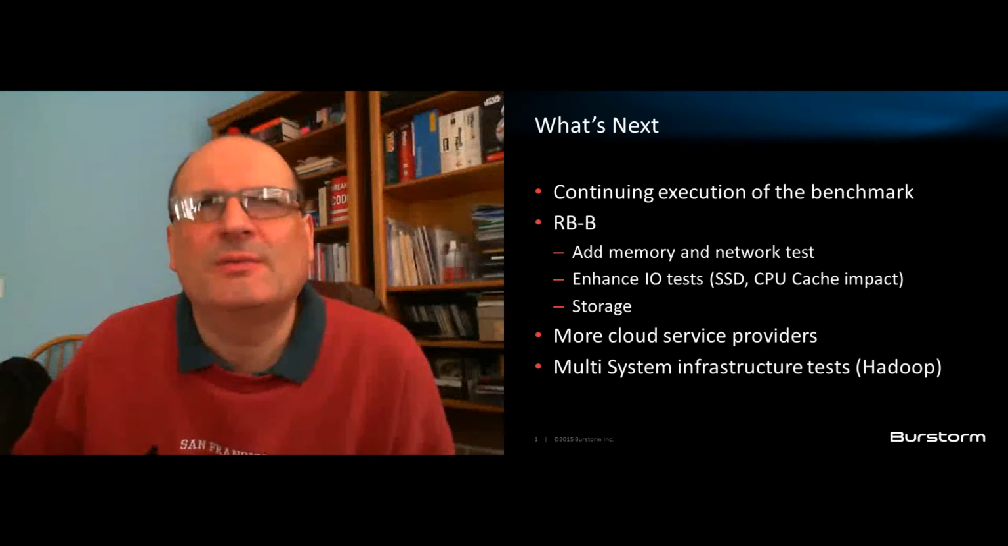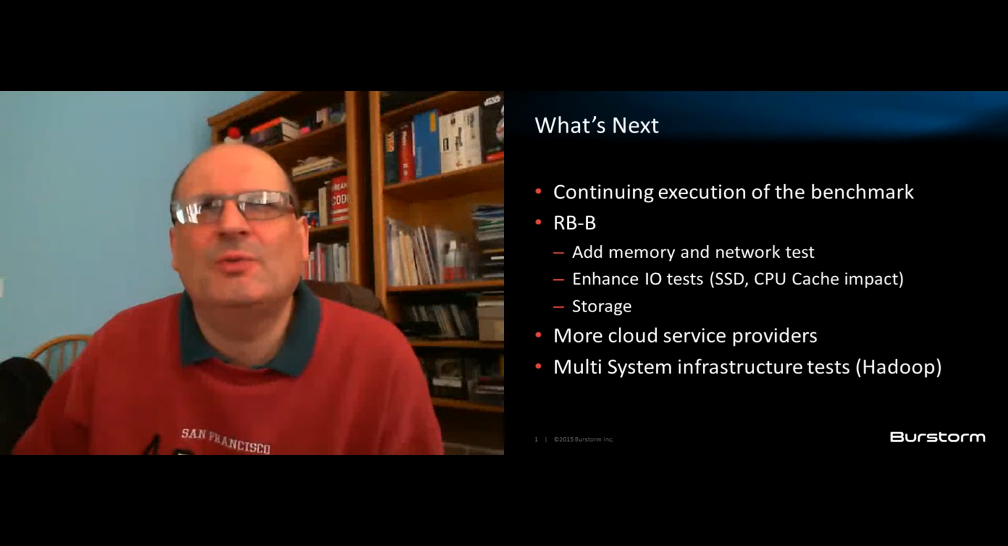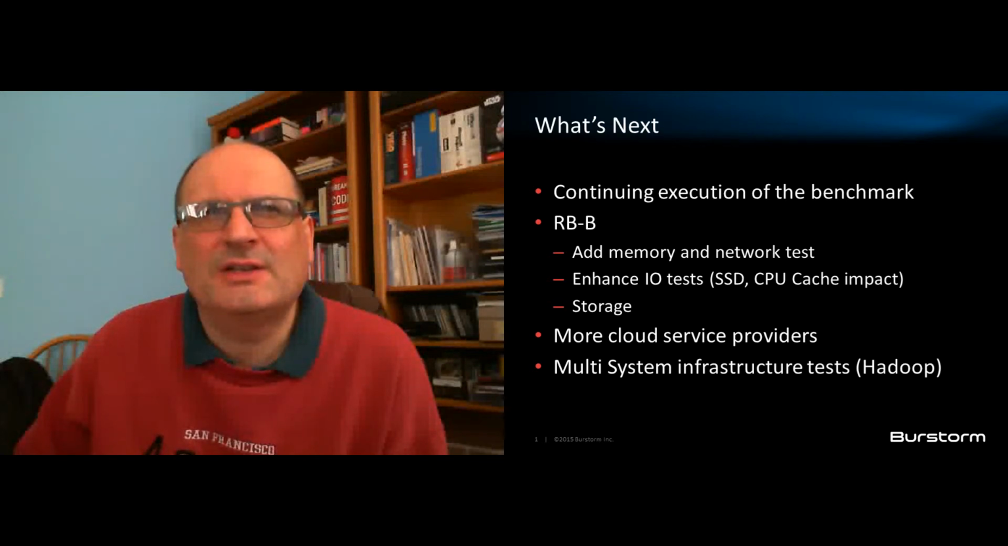So what is next? Obviously we're going to continue doing what we're doing, adding more data points over time and executing the existing benchmark tests. Next on the roadmap is the development of what we call RBB, where we expand the tests with additional memory and network components. Also a little bit more focus on better I/O tests, especially since SSD and large CPU caches have impacted some of the performance results.